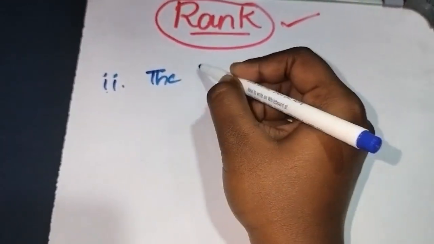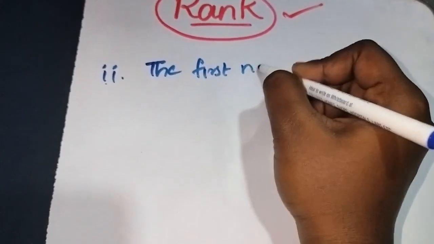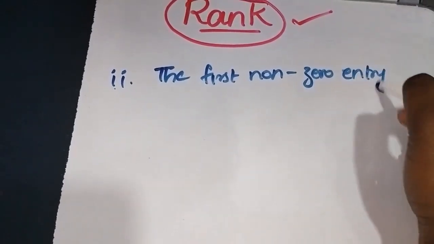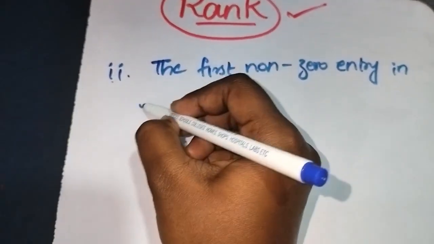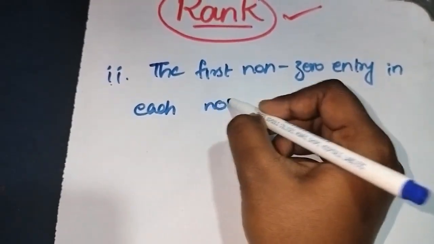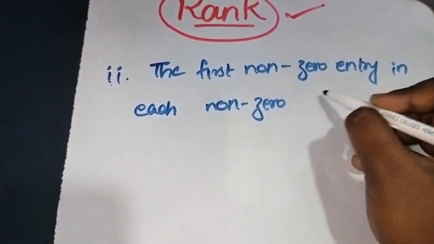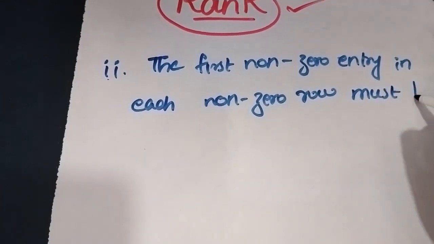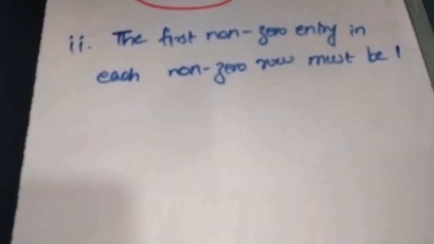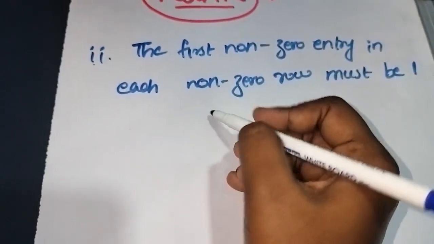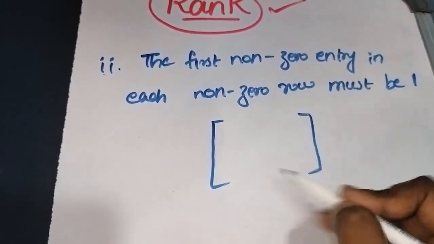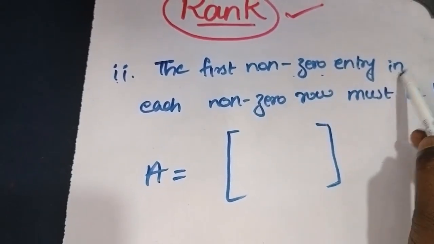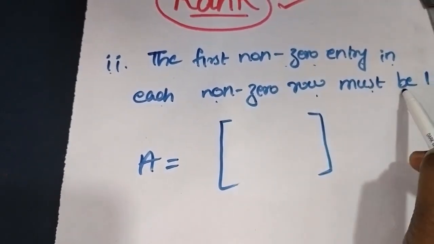The first non-zero entry in each non-zero row must be 1. This statement means, for example, if we have a matrix, the first non-zero entry in each non-zero row must be 1.